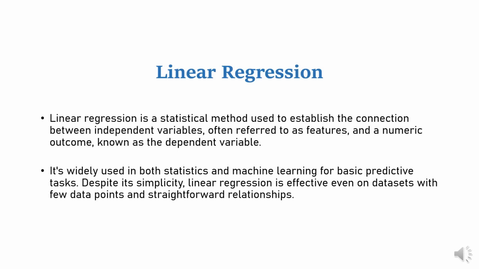Linear regression. Linear regression is a statistical method used to establish the connection between independent variables, often referred to as features, and a numeric outcome, known as the dependent variable. It's widely used in both statistics and machine learning for basic predictive tasks. Despite its simplicity, linear regression is effective even on datasets with few data points and straightforward relationships.